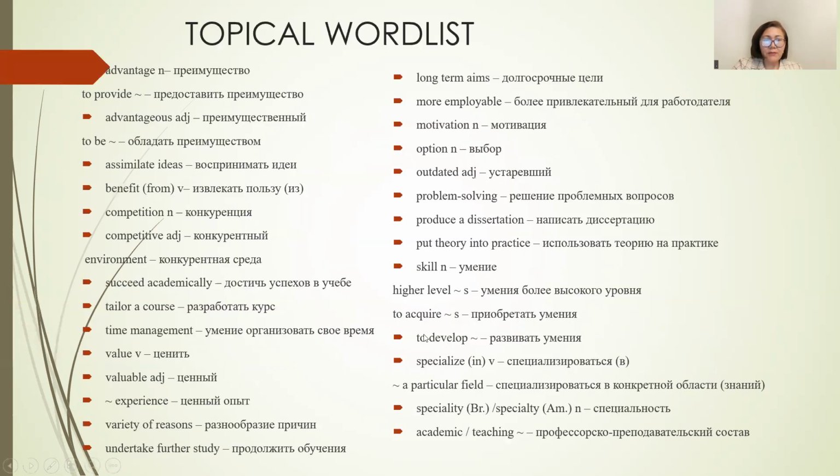So you can see the topical word list of the lesson that can be helpful to build sentences. For example, advantage. You can also see the translation of these words. For example, when we make a sentence such as provide advantage for the master's course students. Advantageous. This is an adjective. Преимущественный. To be advantageous. Обладать преимуществом.